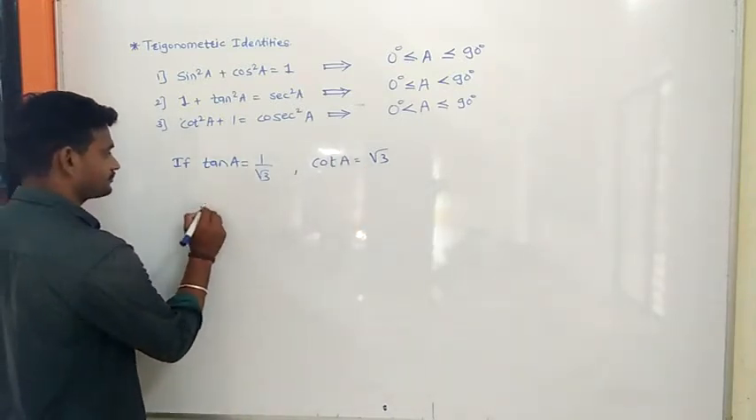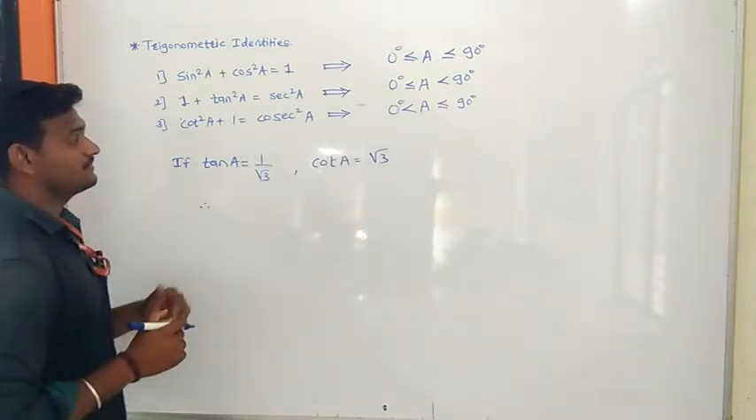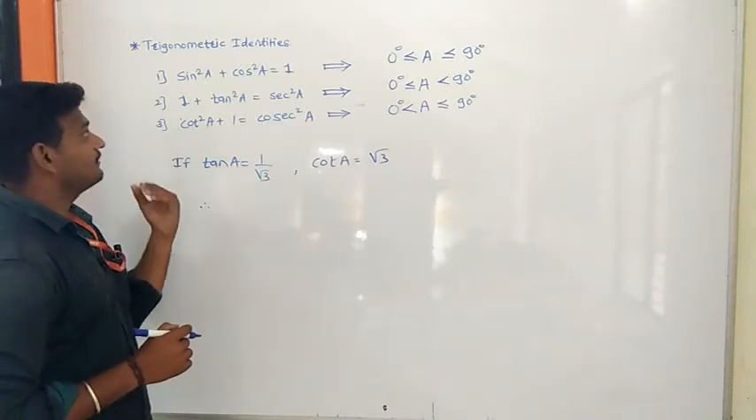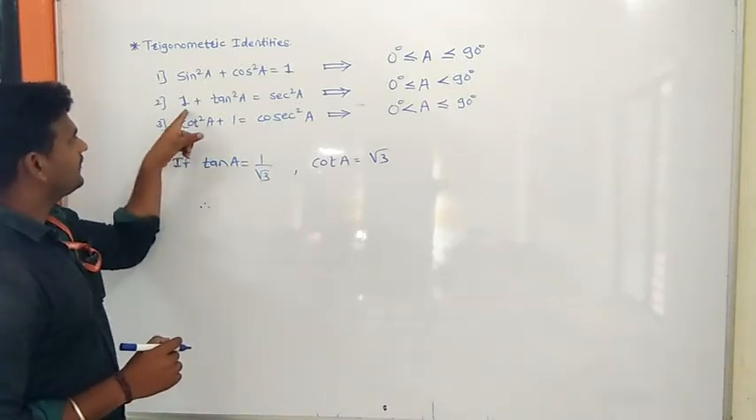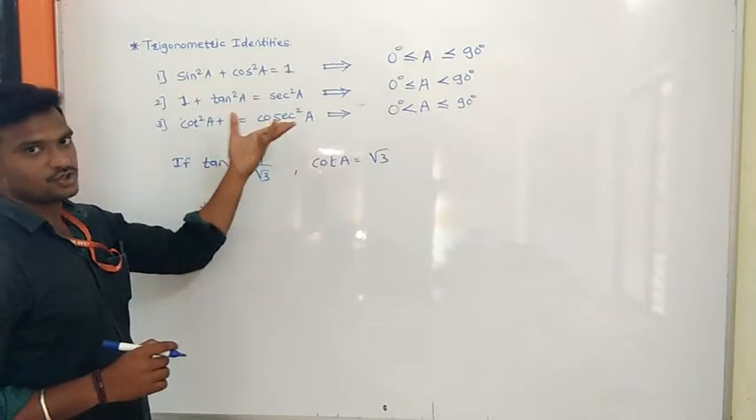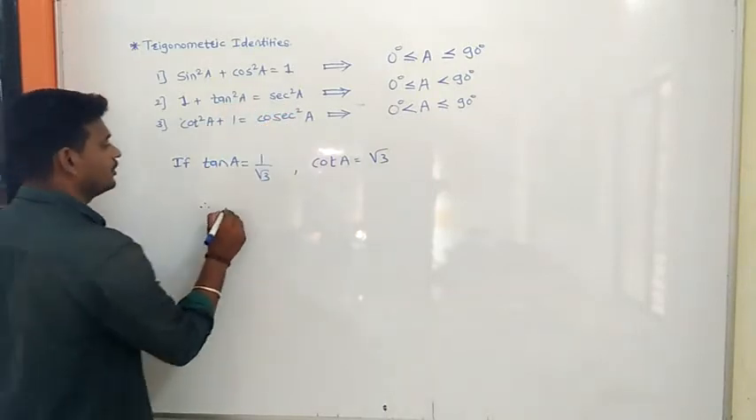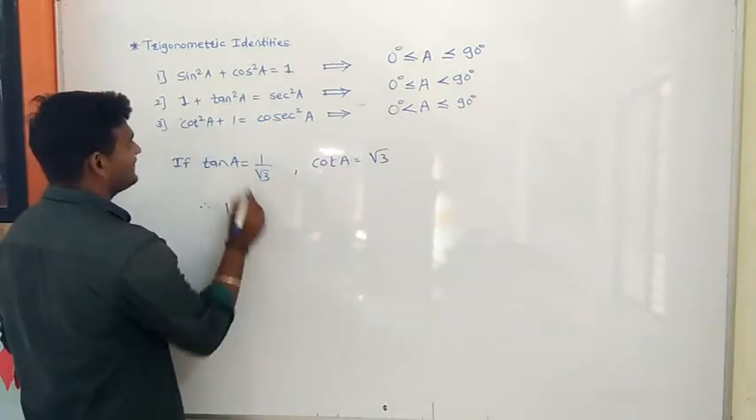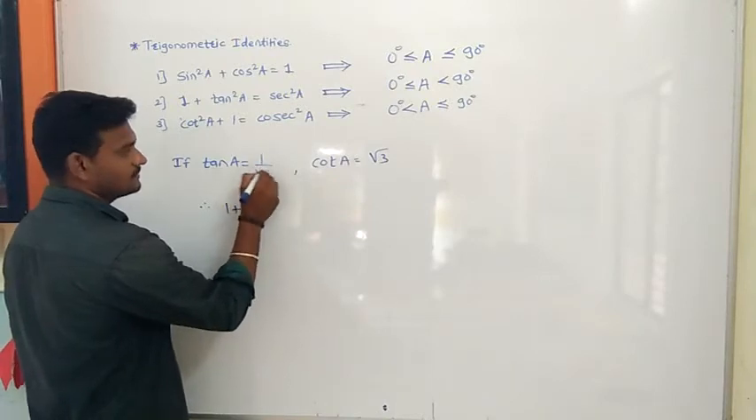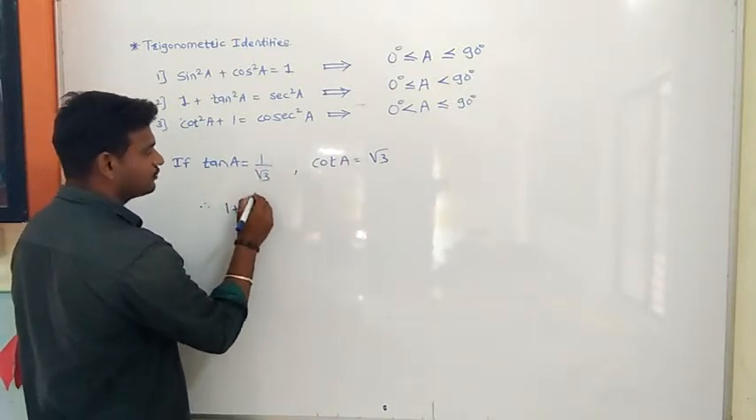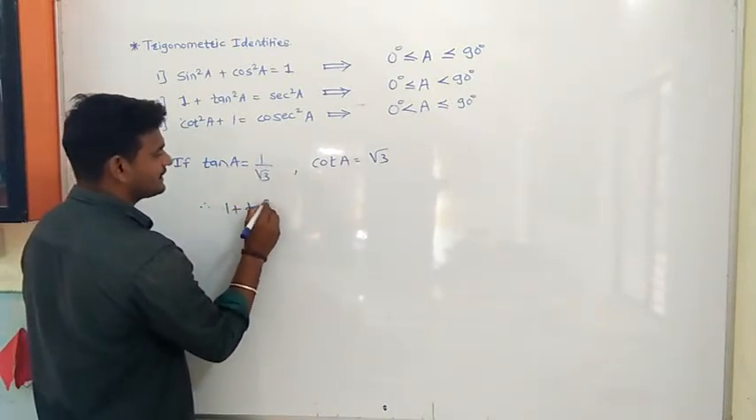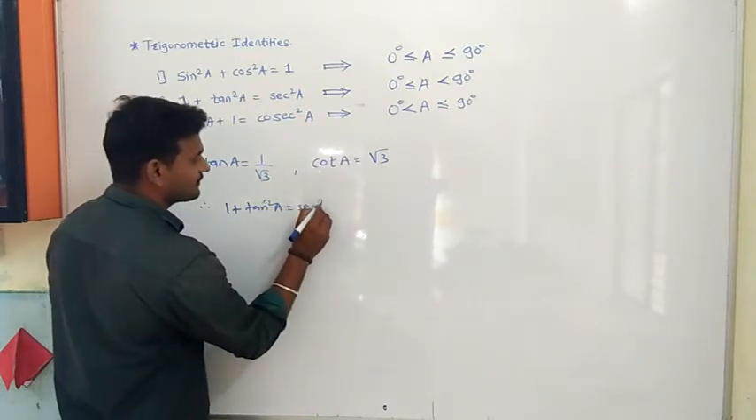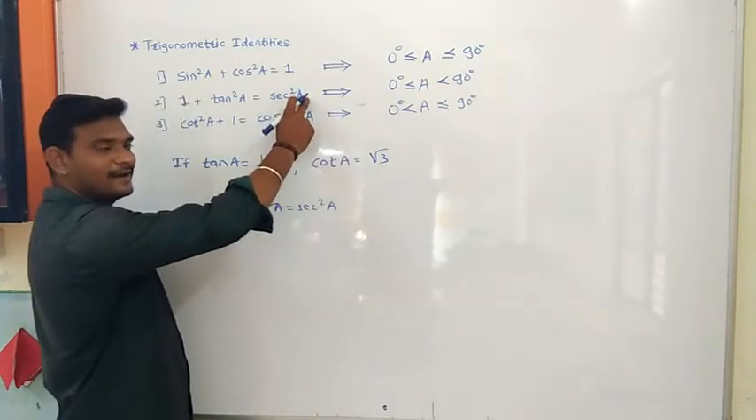Therefore, what we have to find? First we will try to find the sine one, or you can also find the tan ratio. Let us see how to find it. 1 plus tan square A is given. 1 plus tan square A is equal to sec square A. This is the second trigonometric identity.